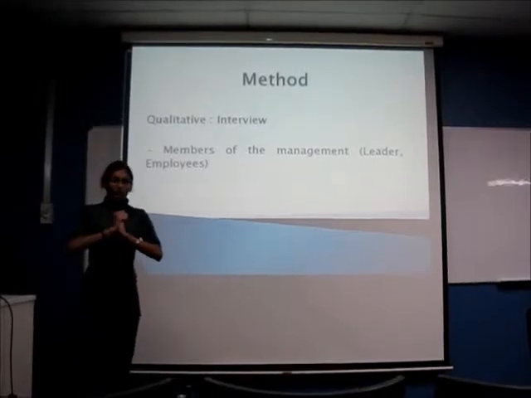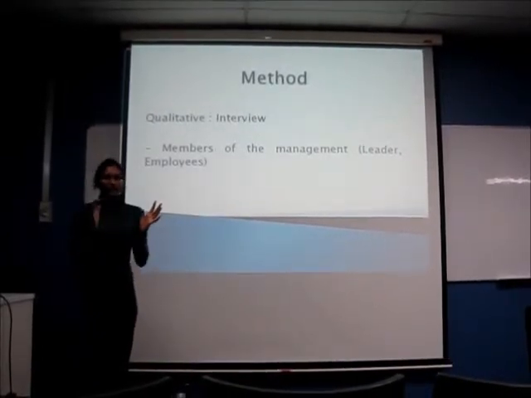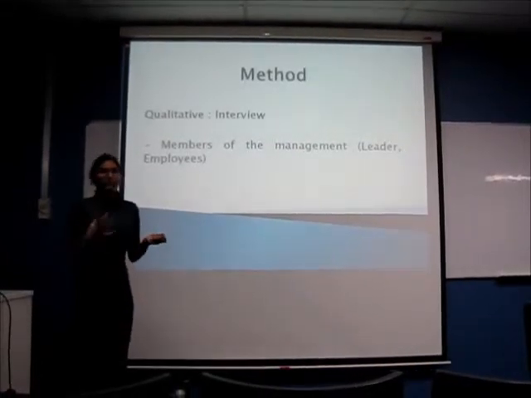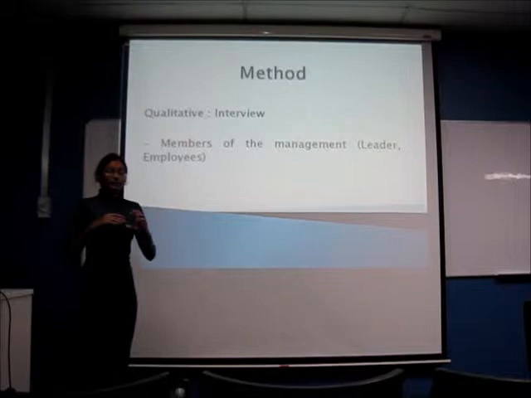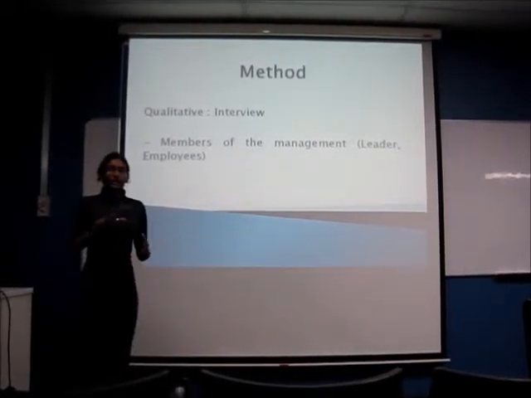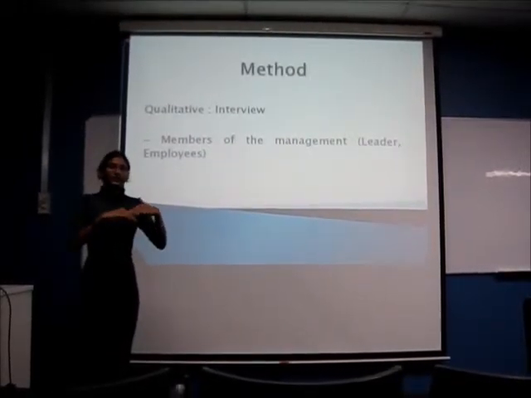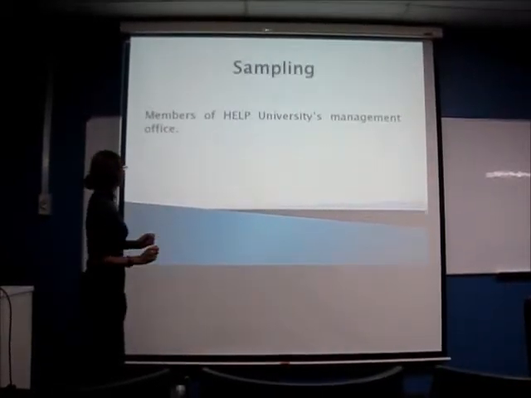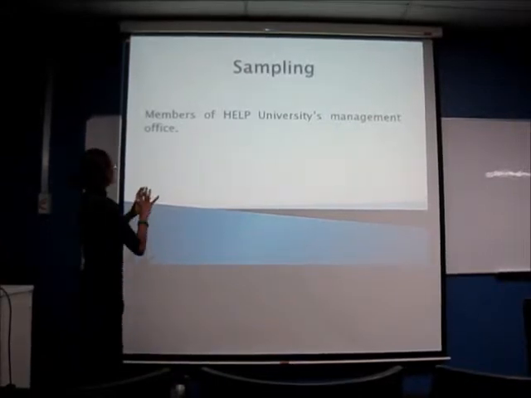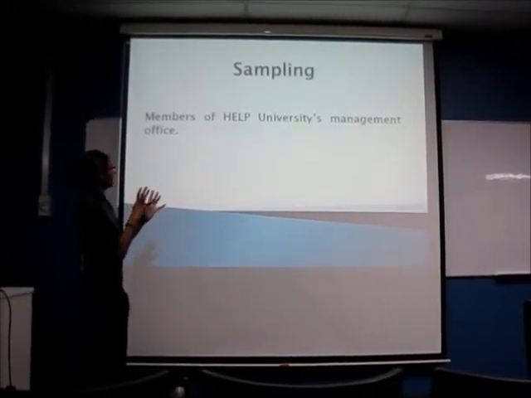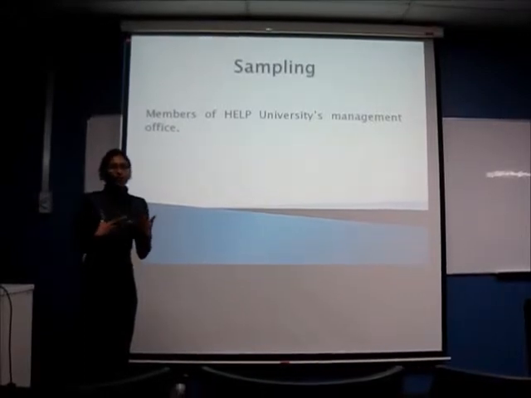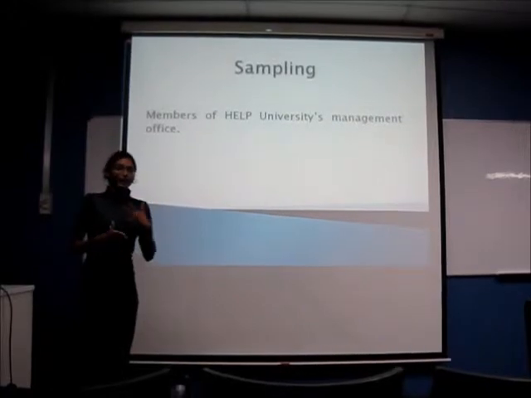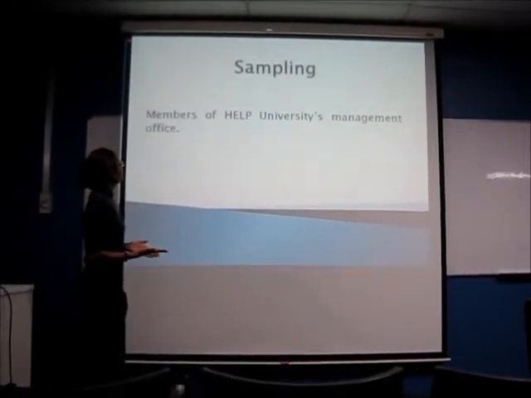Next, method. I'm going to be doing qualitative method research. So it will involve interviewing. My plan is to go and interview members of the top management, maybe about 4 or 5 management people, and the big guy in charge, the boss, which is the president or the co-founder. Next, sampling would be members of the Help University's management office, which, since I'm doing an interview, will involve maybe about 5 to 6 people. Hopefully, if I have the time, I will interview more people.